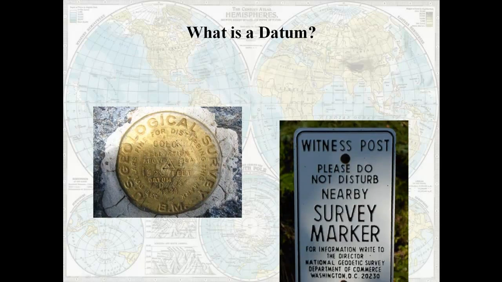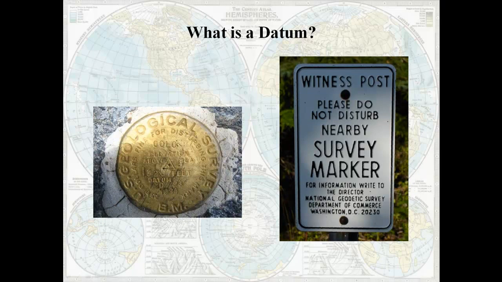So in practice, things like survey markers are a datum. You don't need to know where the center of the Earth is or what the geoid looks like. If you know where a survey marker is and what its location is, you can use that as your reference and measure from there.